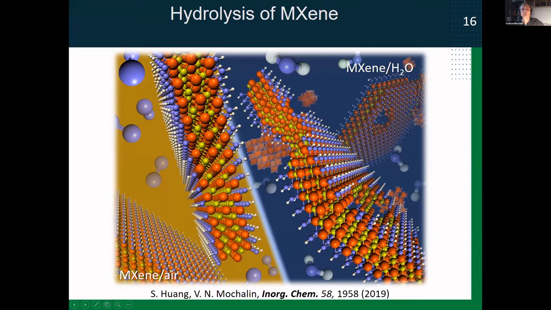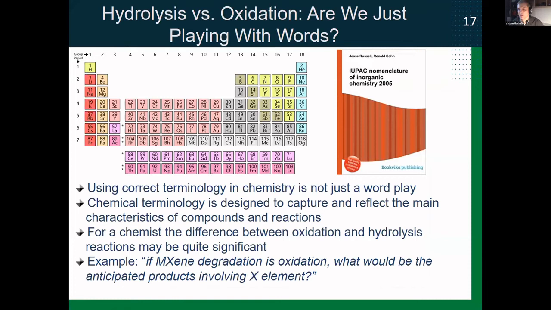However, when you place it in an aqueous environment, where there is water, it will react and form eventually titanium oxide. But again, you should keep in mind that the titanium oxide formed here is probably not formed by direct oxidation. It's the result of hydrolysis. Now, you may be wondering why I spend so much time distinguishing between hydrolysis and oxidation.